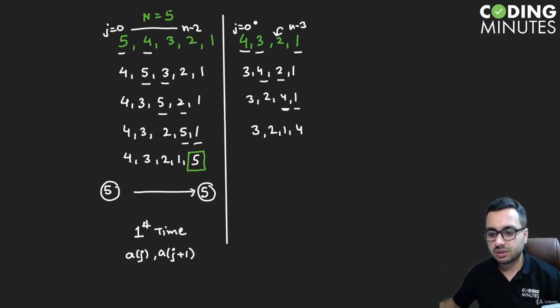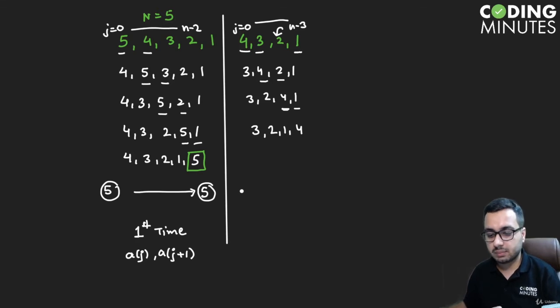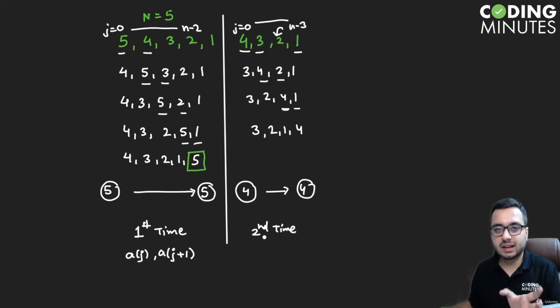So I'm talking about j going from 0 till n minus 3, because we always need to go till the second last element in this array. That's the whole idea. So what we did, we picked a bigger element, that was 4, and we pushed it towards the end to its correct index. So it is now in the right place. This is what we do in the second iteration of the outer loop.